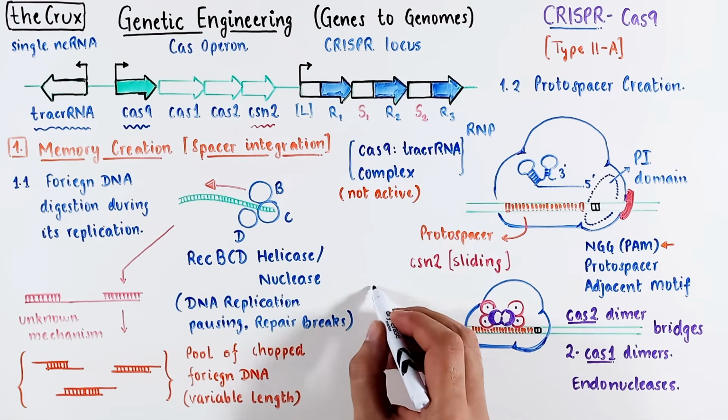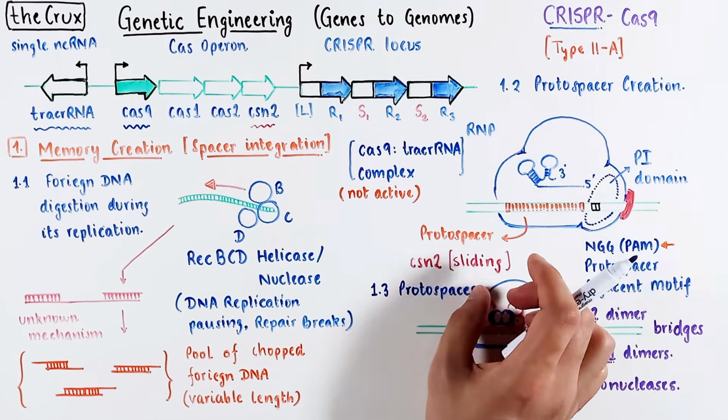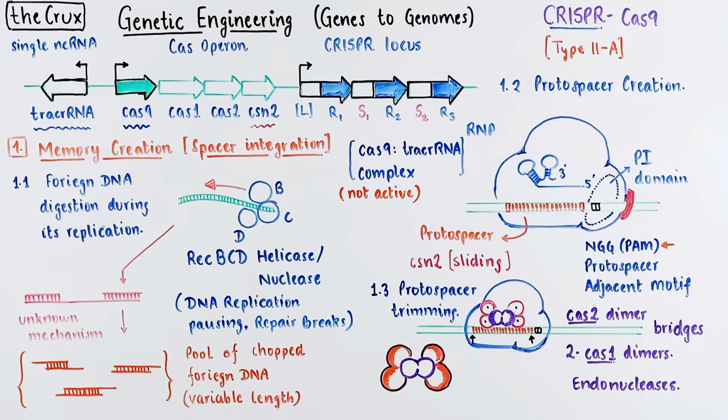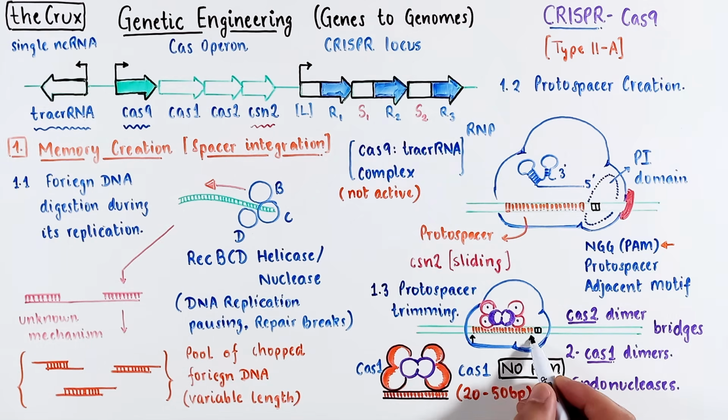The PAM recognition essentially triggers the trimming of the protospacer from this long stretch of DNA where Cas9 is bound. The Cas1-Cas2 complex cuts out 20 to 50 bases long DNA, which will be integrated into the CRISPR locus in the next step. One important note, the trimming is done exactly before the N in the NGG. The final 20 to 50 nucleotide spacer that is cut out does not include the NGG sequence. With this, the bacteria has acquired a new spacer, and let's call this S0.